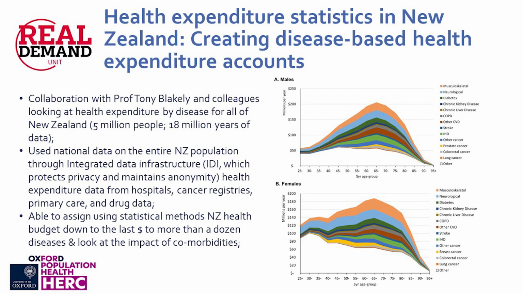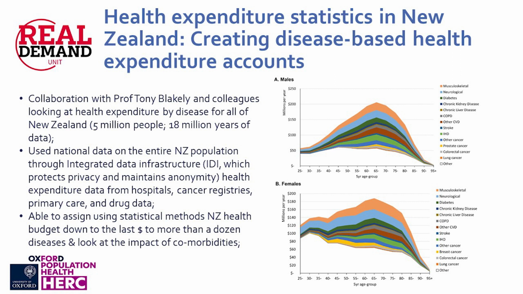And so that protects privacy and anonymity, but it allows one to get an overall picture of how much is being spent on a person, whether that be on hospitals, from data from cancer registries, from primary care data or drug data. And of course, this ends up being a lot of data, 5 million people and 18 million years of data. And as you can see, what we then get is a very good understanding of where the funding is flowing by disease.